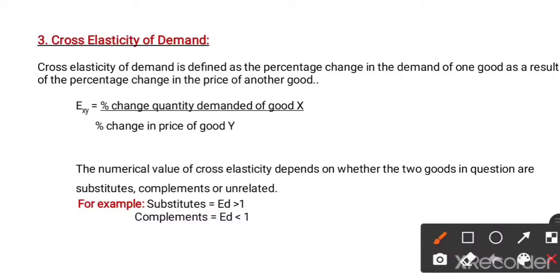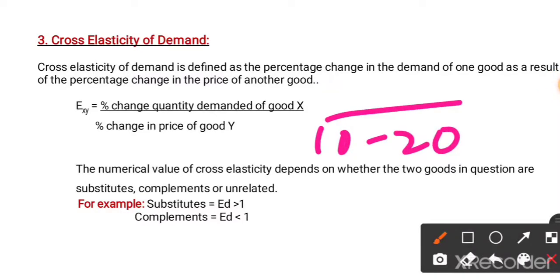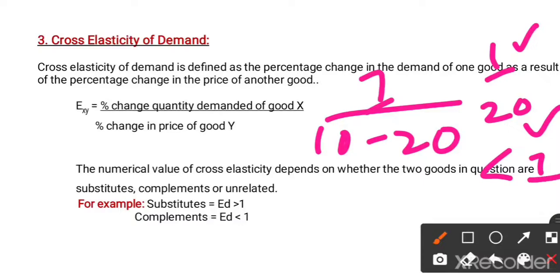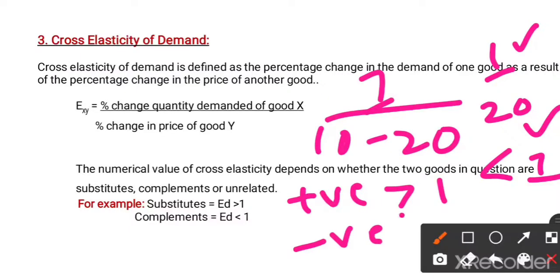Okay, so let's suppose that your price changed from 10 to 20, then your quantity demanded will change from 2 to 1. Okay, so it will be like 1 divided by 20. When the numerator is less and the denominator is more, you will get a value which is less than 1. Okay, so no need to remember all these formulas and mathematical expressions. Just remember that for substitutes the elasticity of demand will be positive, that is greater than 1, and for complements it will be negative, that is less than 1, due to the change in the quantity demanded and price.